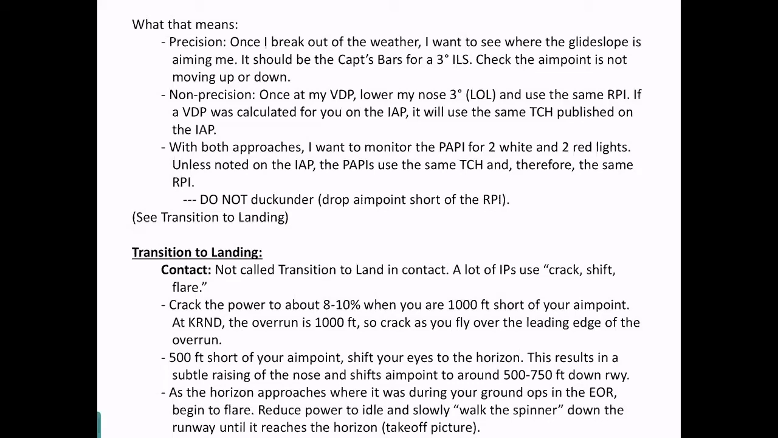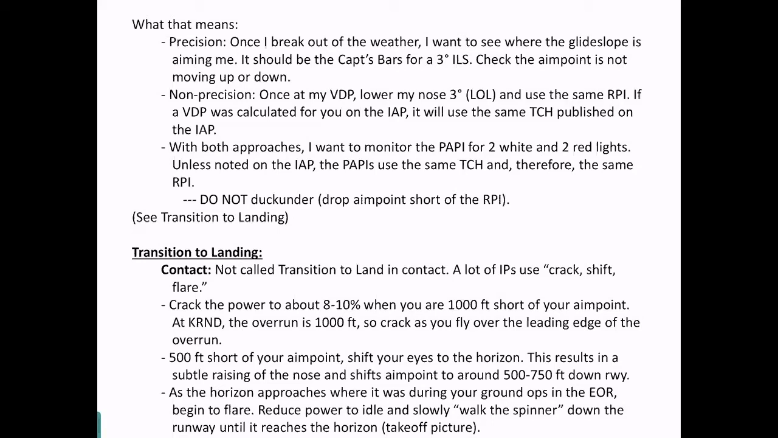Now, as I get a little bit closer there, of course, I start seeing the PAPIs. I can use those, looking for 2 white, 2 red lights. They should be right abeam that. If it's a 50, wherever the runway point of intercept is, the PAPIs will use the same. If it's 50 feet, then that's 1,000 feet down, okay?